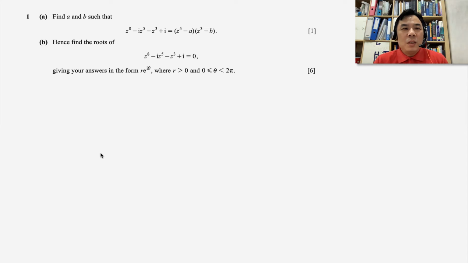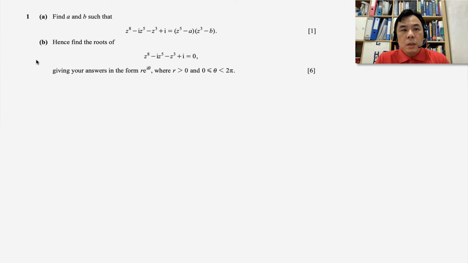Now, this paper that I'm trying to prepare for your reference is extracted from June 2021, paper 23, as requested by some of you. I'll try my best to go through all the questions in this section here. Okay, let's get started with this.